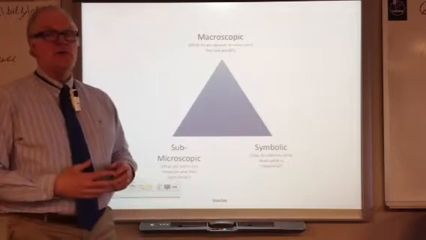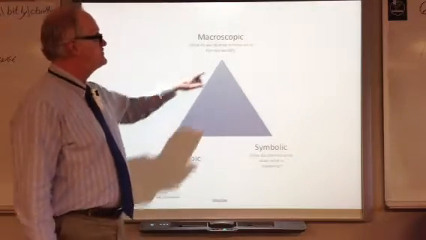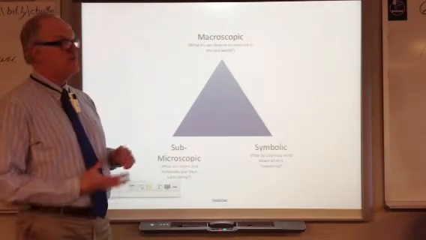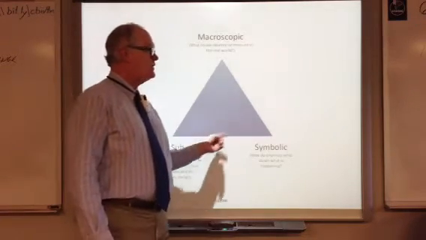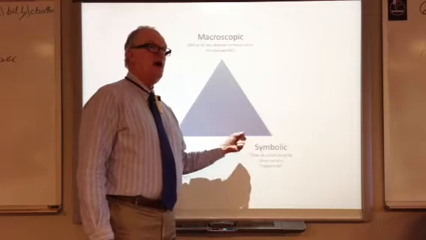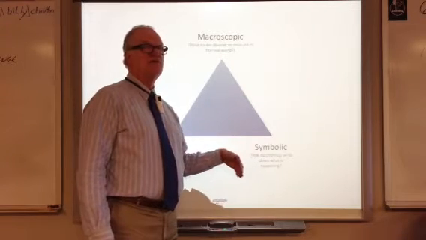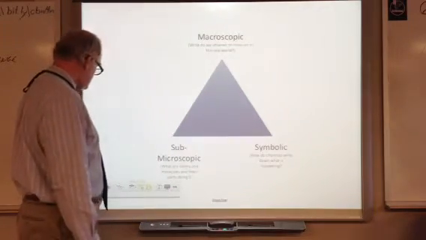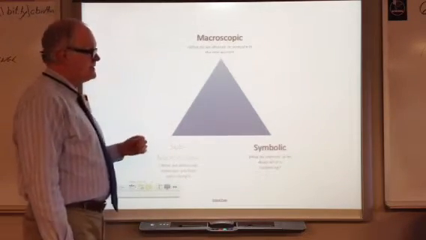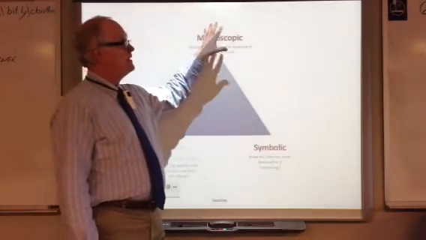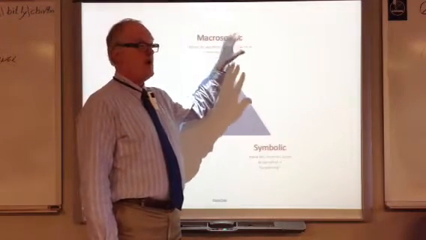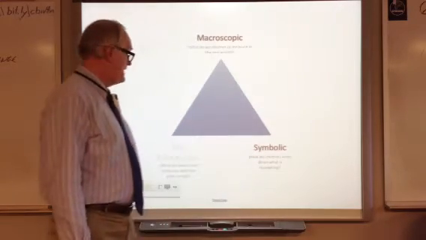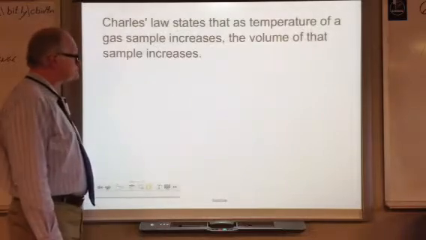Here's our triangle. Remember, in chemistry class we try to relate things that we can observe or measure with what's happening to individual particles like atoms and molecules, and we need to relate those two things to the ways we can write them down in terms of equations or formulas or symbols. So in this lesson about Charles' Law, we're going to relate things that are observable, properties of gases, to an equation, how we can write them down, how we can do calculations.